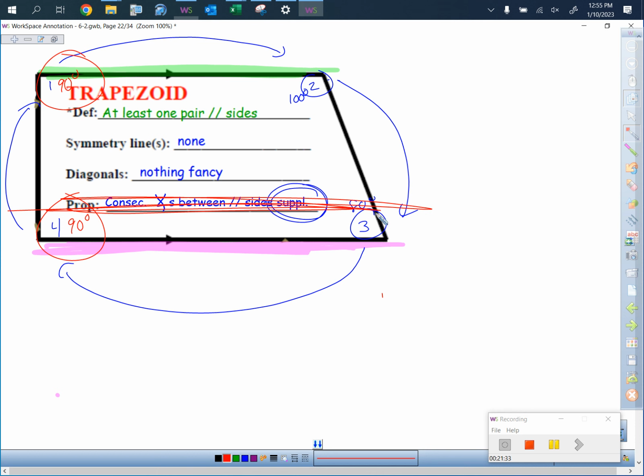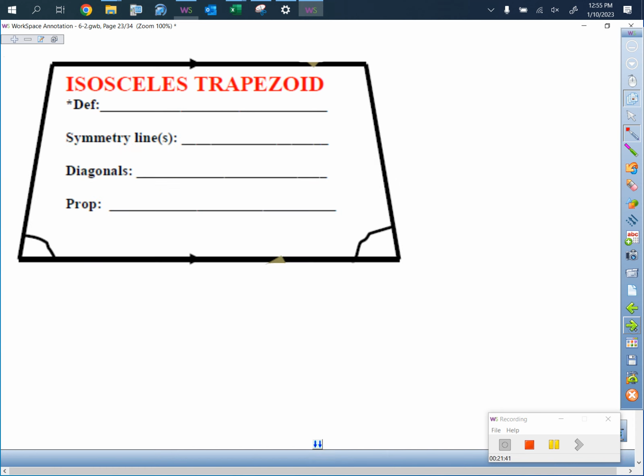So let's do one more shape, and then we'll go back to the worksheet. Please get that definition of isosceles trapezoid down. You don't have to get it all on the line. You can maybe put a little bit under. It doesn't all have to fit. So it's got at least one pair of parallel sides and base angles equal. Again, if you can't fit it on that line, it's just got to be up there by the definition.